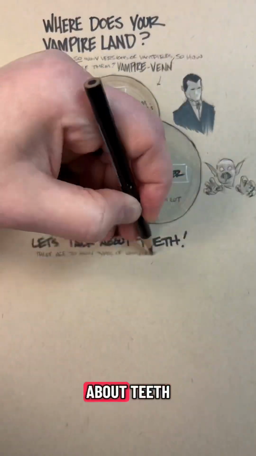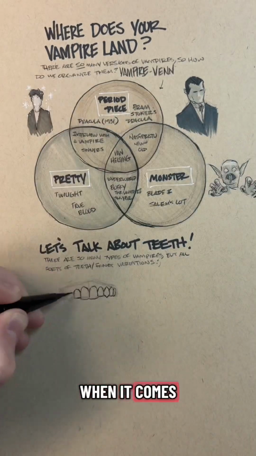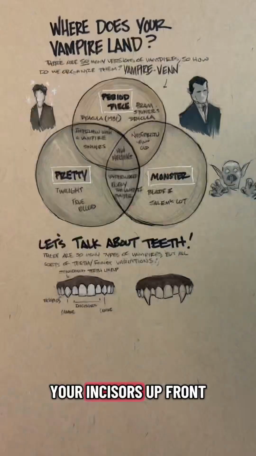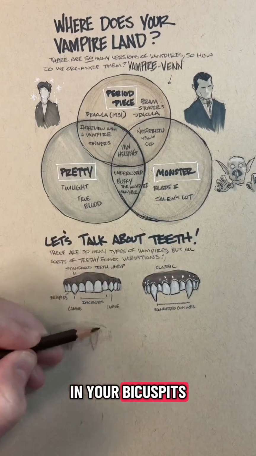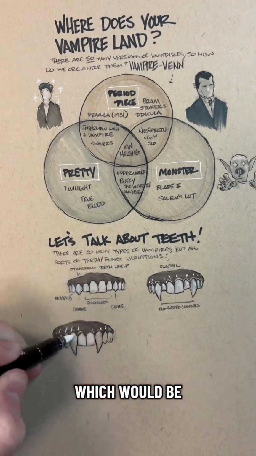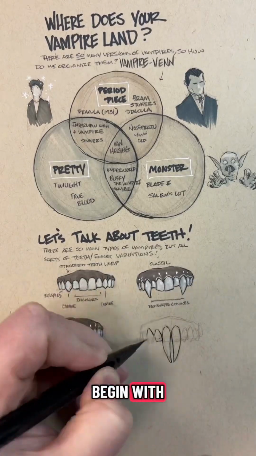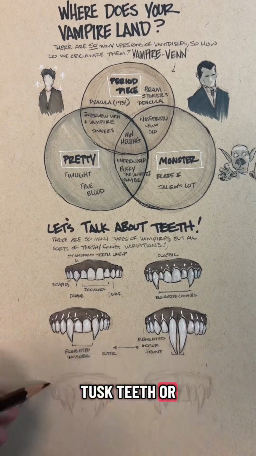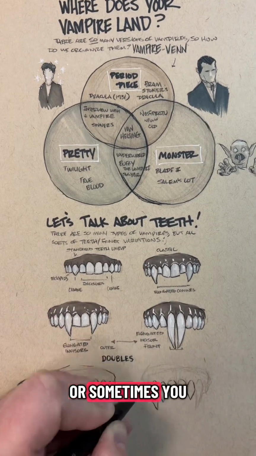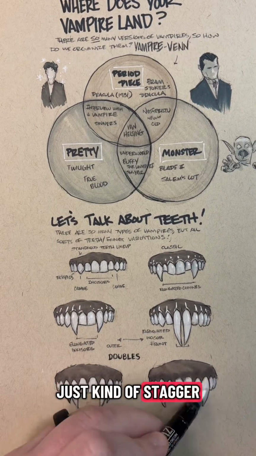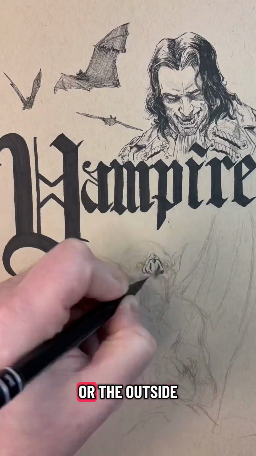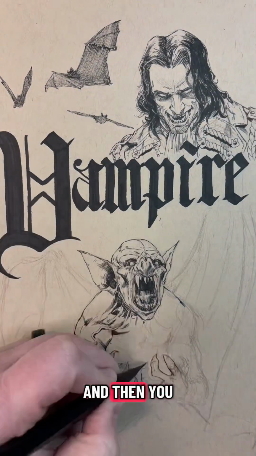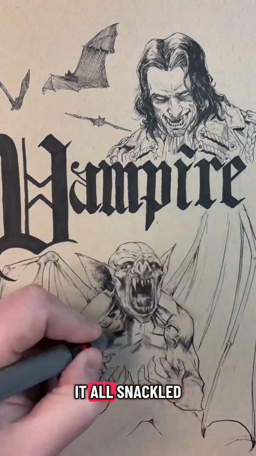So let's talk about teeth, because that's pretty much super important when it comes to the vampire, right? So you obviously have your teeth, your structure being your incisors up front and your canines and your bicuspids. Now, some have elongated canines, which would be natural because those are pointed to begin with. But you can also have elongated incisors, whether you want your front 2 tusk teeth or your second incisors, or sometimes you do the doubles where you can just kind of stagger, either having the inside being longer or the outside being longer. I have seen all of these used in various different ways, and then if you're going to make it more monstrous, you can have it all snaggletooth as well.